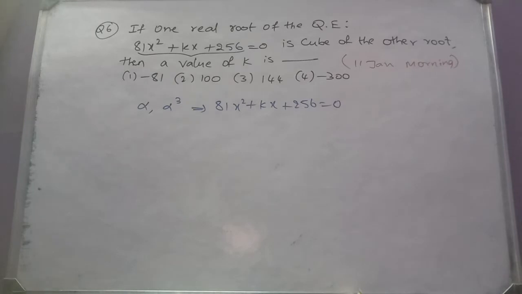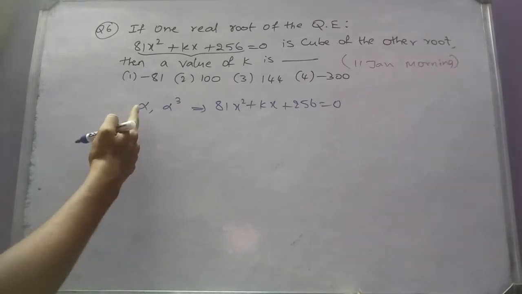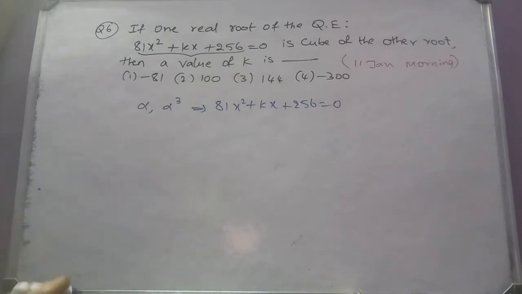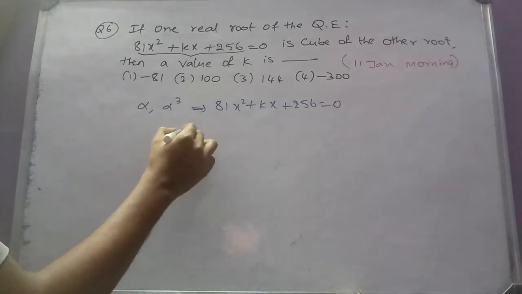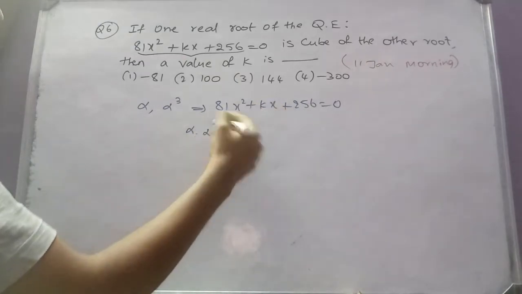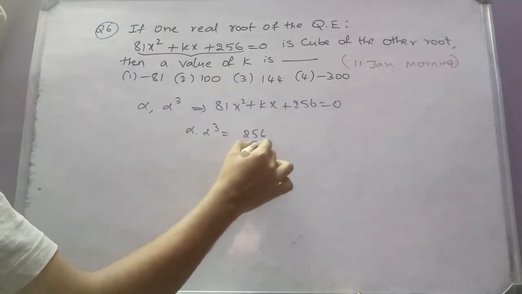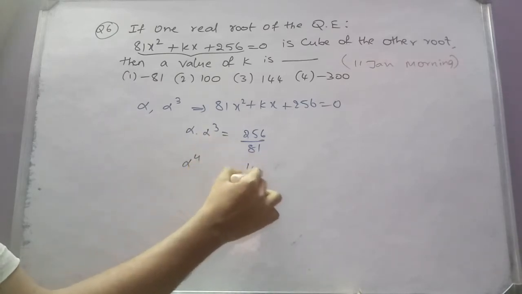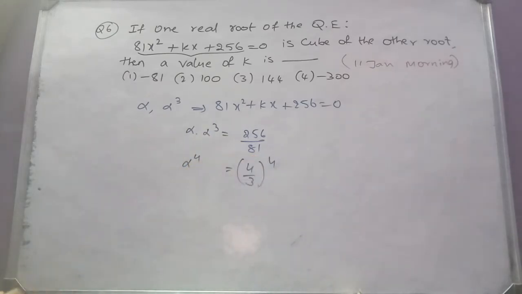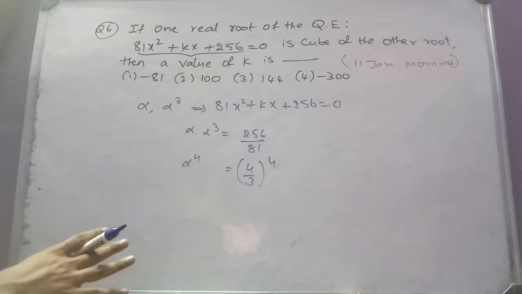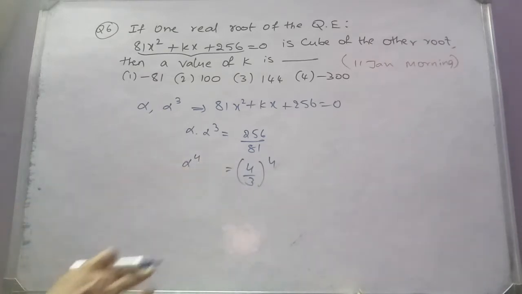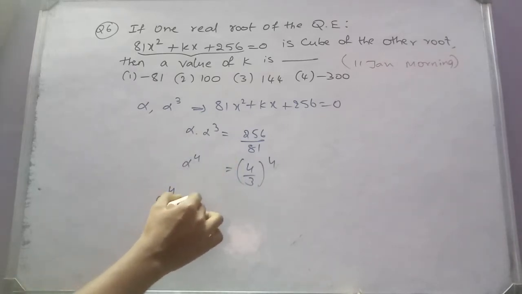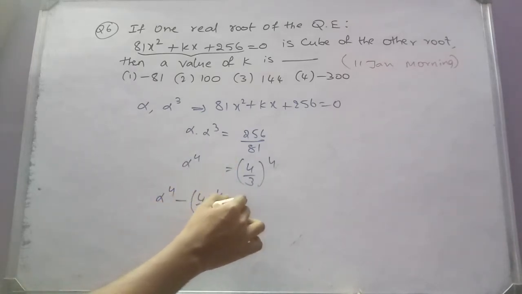Observe one thing. Generally, whenever the roots are in the form alpha comma alpha power n, we will first go with the product of the roots. That will be useful. So if I go for the product of the roots, alpha into alpha cube is equal to c by a. Product of the roots is equal to c by a. So that means alpha power 4 is equal to 256 by 81, which can be written as 4 by 3 whole power 4. And one of the general mistakes students will commit is that they will directly take alpha is equal to 4 by 3. Don't do that. So then what to do? Right, alpha power 4 minus 4 by 3 whole power 4 is equal to 0.